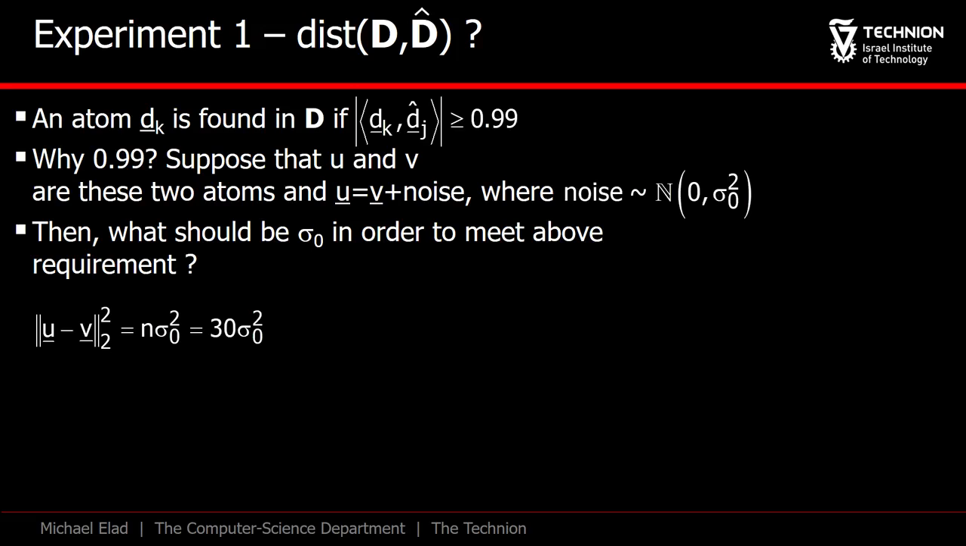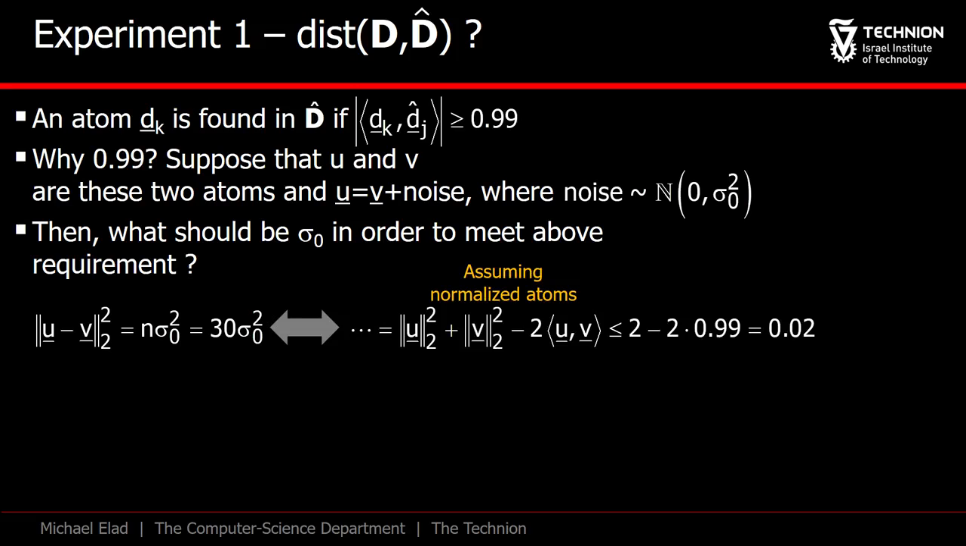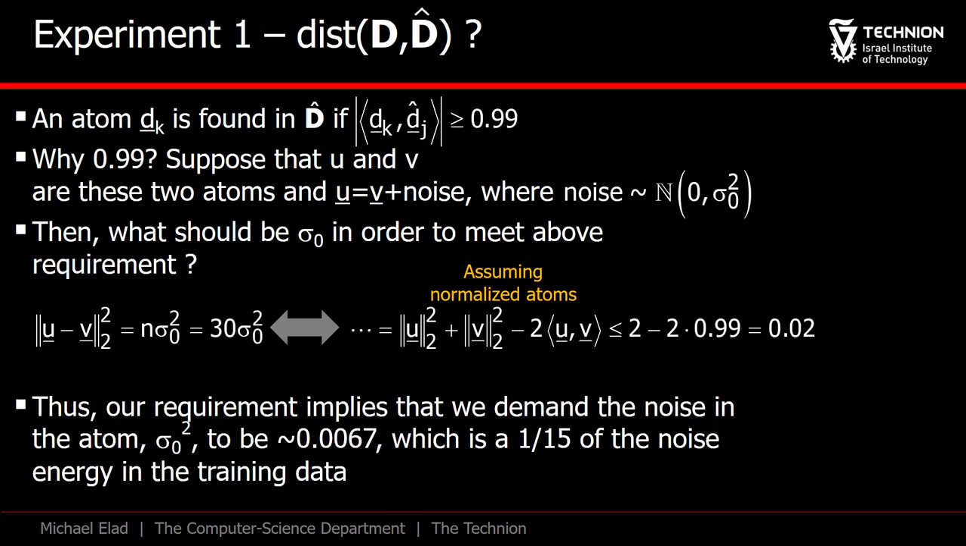It starts with an evaluation of the squared L2 distance between the two, being the noise power times the vector length. The same expression, when opened, leads to a lower bound of 0.02 since the two atoms are normalized and since we have a limit on their inner product. The conclusion is clear. Our requirement is quite strict, so if indeed met, it means that we truly found the original atoms to a high level of accuracy.